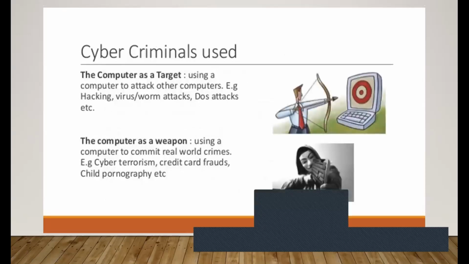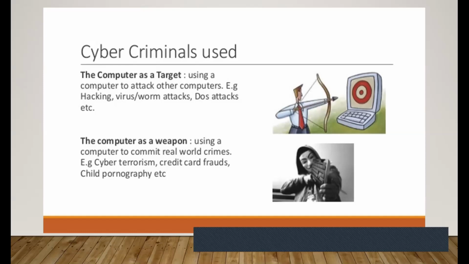Cyber criminals use the computer as target and the computer as weapon. The computer as target: using a computer to attack other computers. Examples: hacking, virus or bomb attacks, POS attacks, etc. The computer as a weapon: using a computer to commit real world crimes like cyber terrorism, credit card frauds, child pornography. In these cases, the computer is used as a weapon. So the machine can be used in both ways. It is used as a target as well as it is used as a weapon.